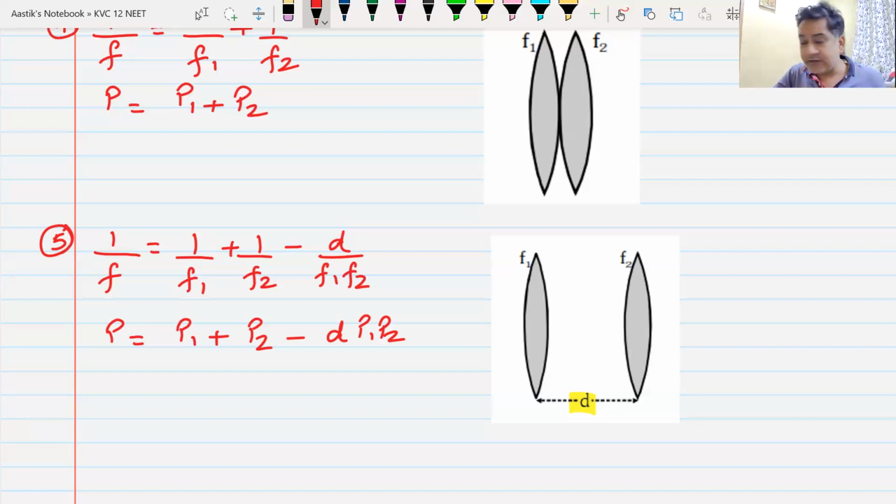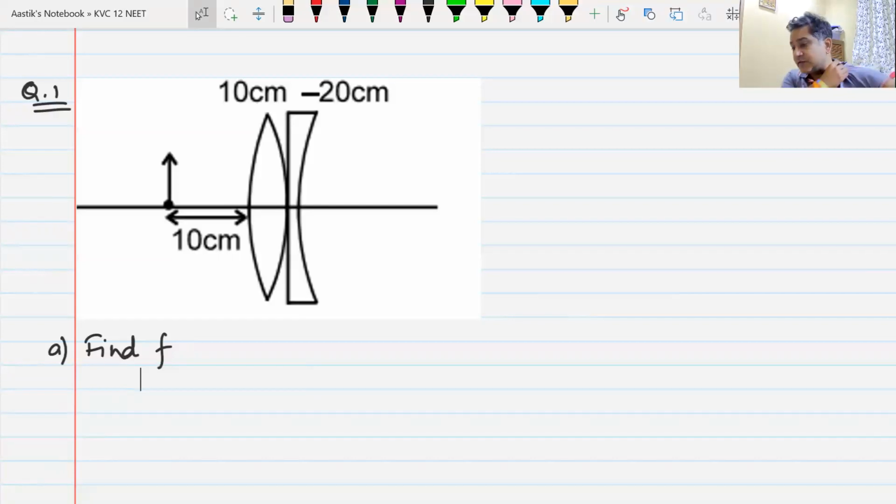So I think we are done with this. Now comes the question which we are supposed to do. I have got a combination of two lenses here. You can see this is my lens number one and this is my lens number two. We are going to do a couple or maybe three questions in this so that we understand how we can solve any question of this type. In your NEET exam, they will not ask you three, they will only ask you one, probably the focal length of the combination. But let us solve all the three. Find F and P of the combination.